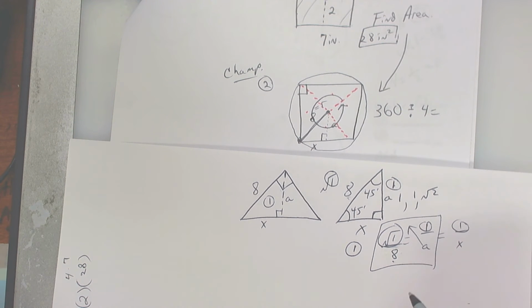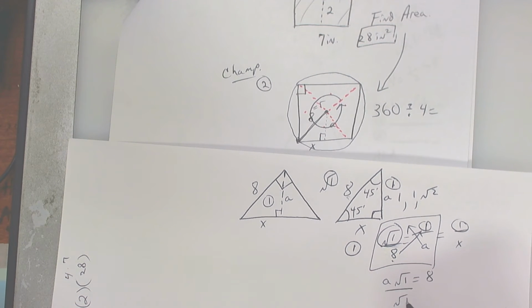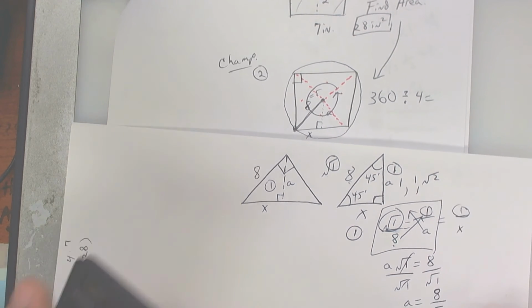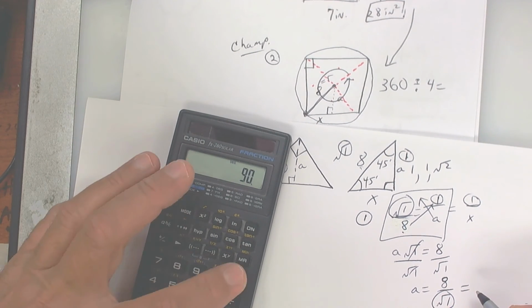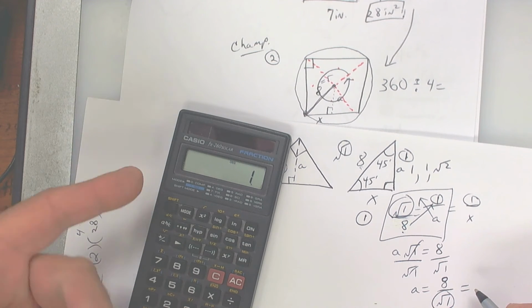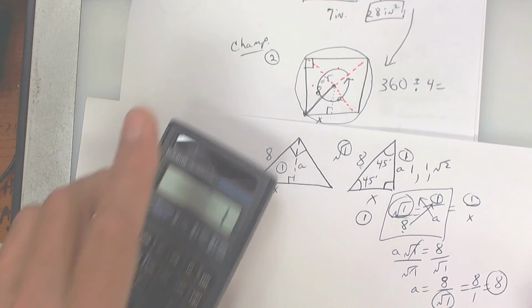So we're going to get A times the square root of 1 is equal to 8. We're going to divide by the square root of 1. So A, the apothem, is equal to 8 divided by the square root of 1. Now, I don't know what that is. The square root of 1 is 1, actually. Okay, so the square root of 1, watch. 1 shift square root, you get 1. So 8 over 1 is equal to 8. Okay, so this one wasn't hard at all.